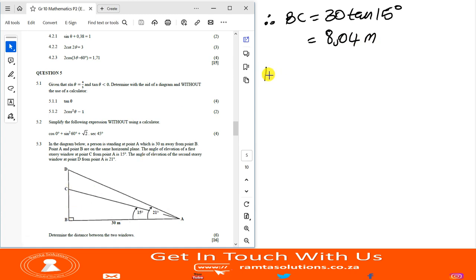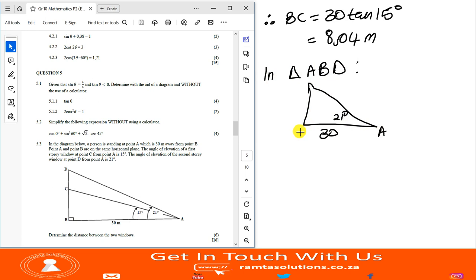Now, we're going to look at this other triangle. In triangle ABD, let me remind you what ABD looked like. It was 21 degrees, this is 30 meters, this is A, this is B, and this is D. Again, what is missing? We are missing BD. When you look at it, BD is opposite 21 degrees and 30 is adjacent.